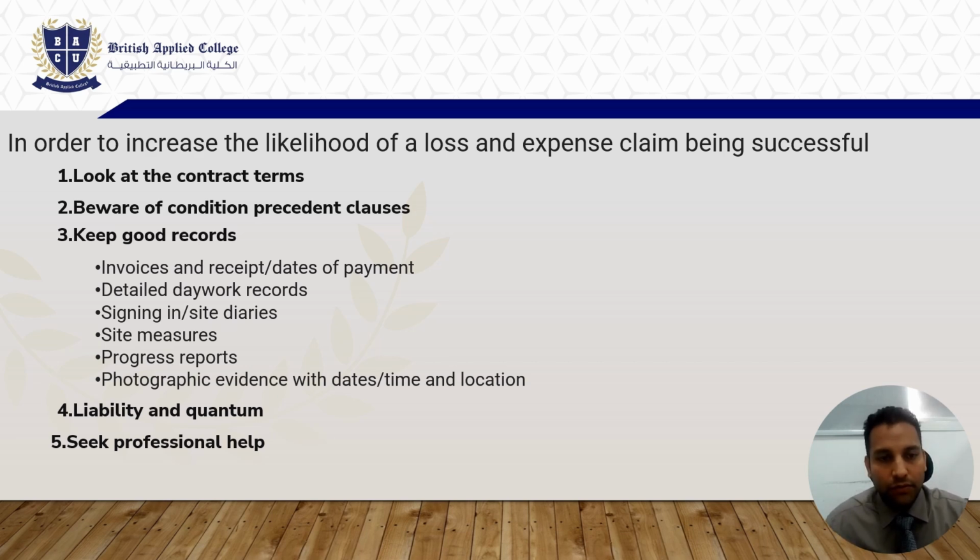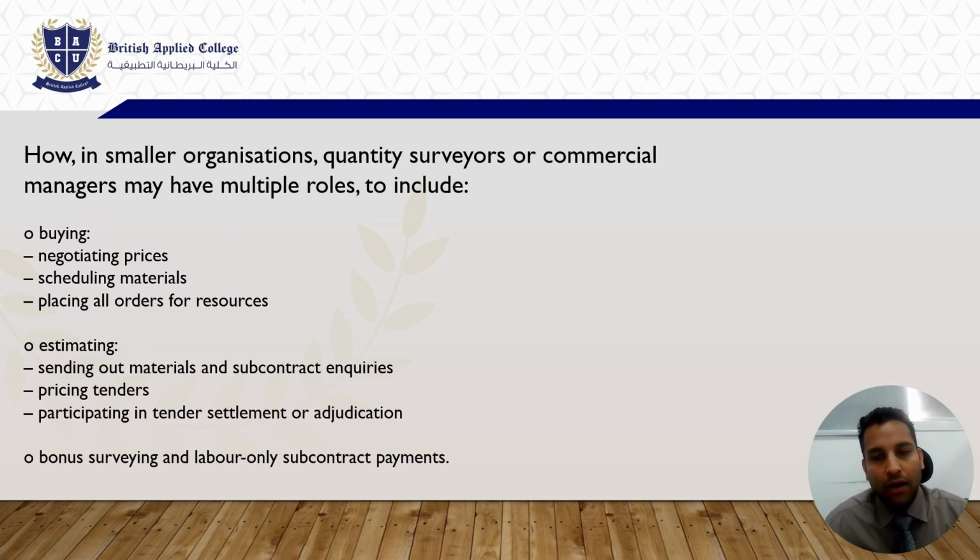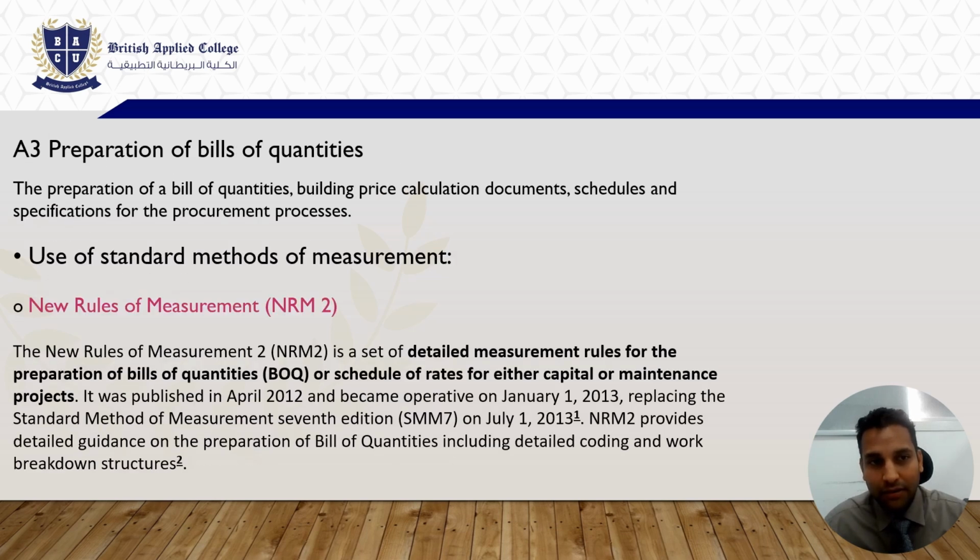So, apart from all this work, what else does a quantity surveyor do? The quantity surveyor does the buying process. The negotiation of pricing and scheduling of materials is all done by your quantity surveyor. He also does the estimation work, and then the preparation of the bill of quantities. These are all the basic functions of your quantity surveyor when he works for a contractor.